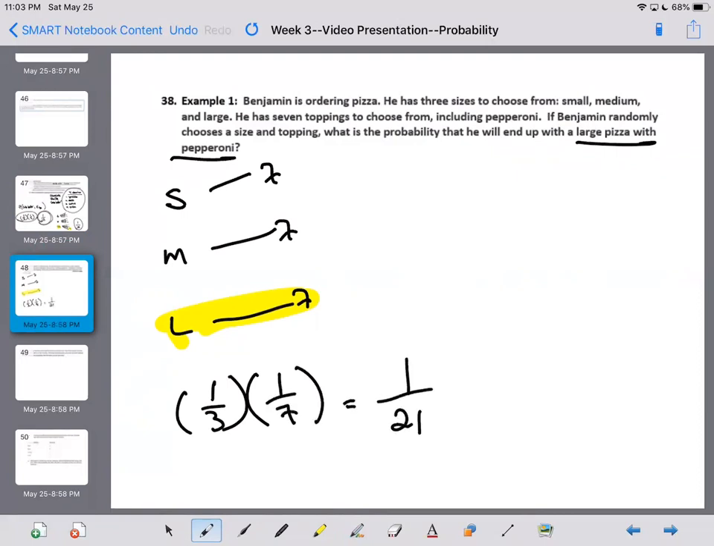Randomly choosing a type would be 1 out of 21. And that would be notated as what's the probability of getting a large and then pepperoni.